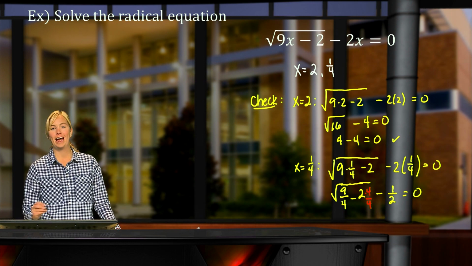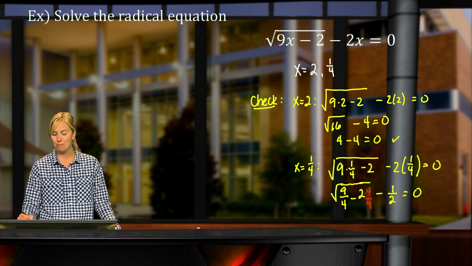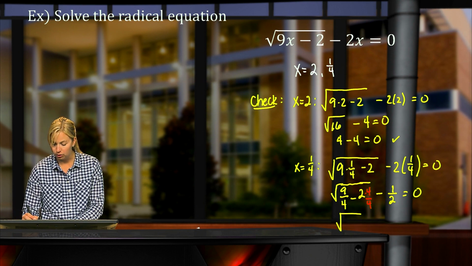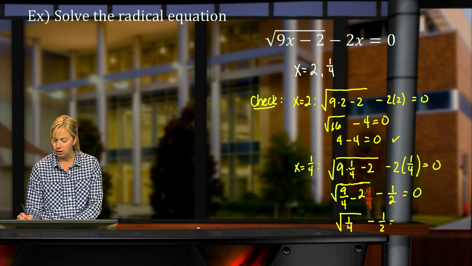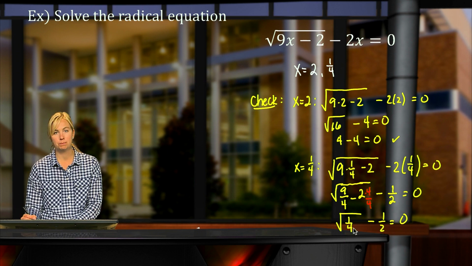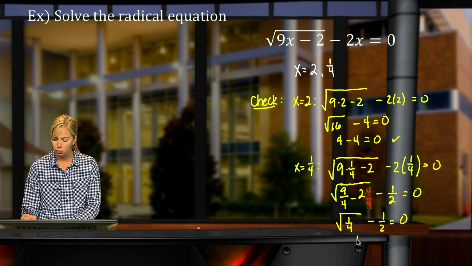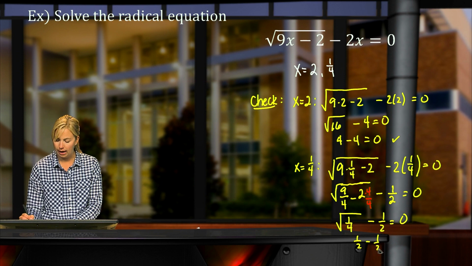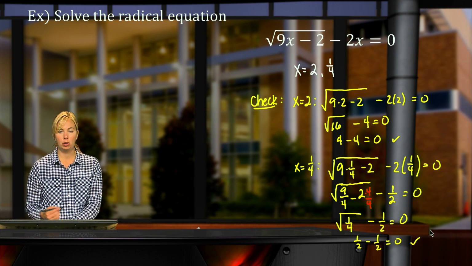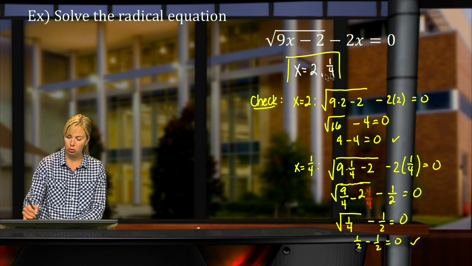In this radicand, we have 9/4 minus 8/4, which is 1/4. So underneath the radical, we've got 1/4 minus 1/2 equals 0. And the square root of 1/4, since both 1 and 4 are perfect squares, is 1/2, minus 1/2 equals 0. And that's true. So we just tested both of our solutions and we find that they both work.